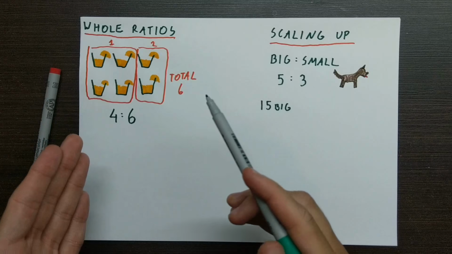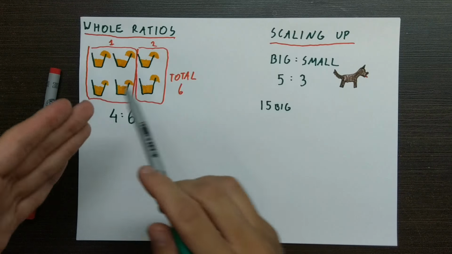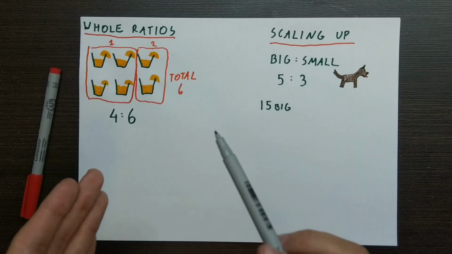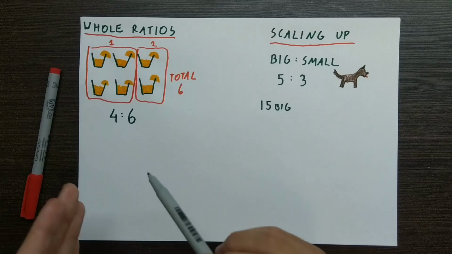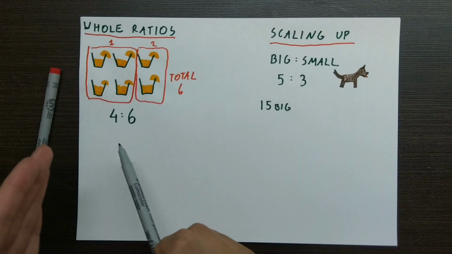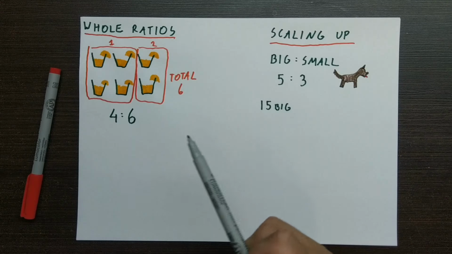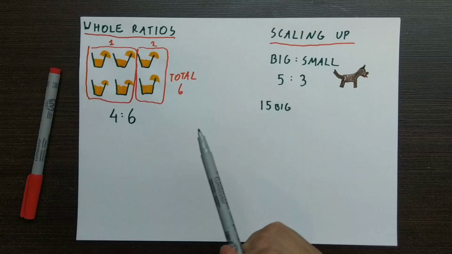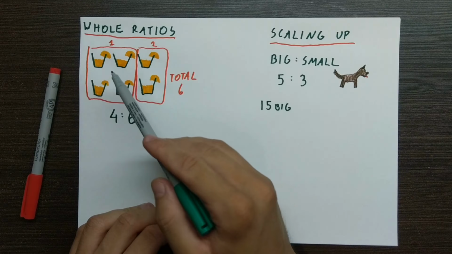Here is a fairly simple example, but how would we deal with a whole ratio where we can't see it obviously in our head? The way to deal with this, I think the easiest way, is to convert the whole ratio into a normal ratio and then just work as you would normally. I think that's the most sensible thing to do. So, how do we do this?